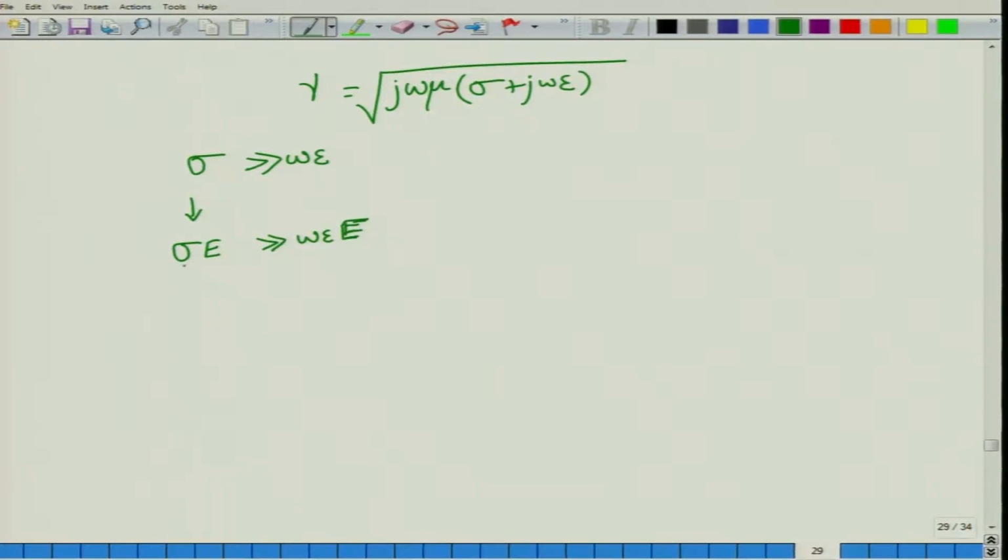So, magnitude of sigma E is larger than magnitude of omega epsilon E, and omega is time variation converted in the phasor form in terms of the frequency variation. So, this component is essentially the displacement current and this component is the conduction current. So, if the conduction current dominates the displacement current, as would happen when the medium is made out of copper, for example.